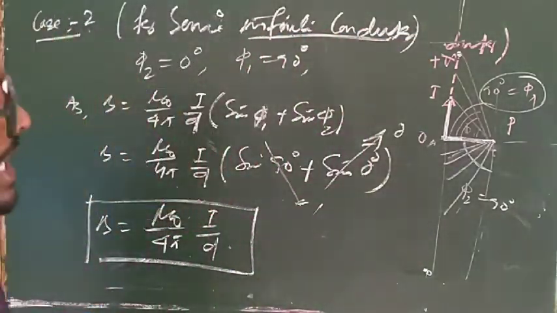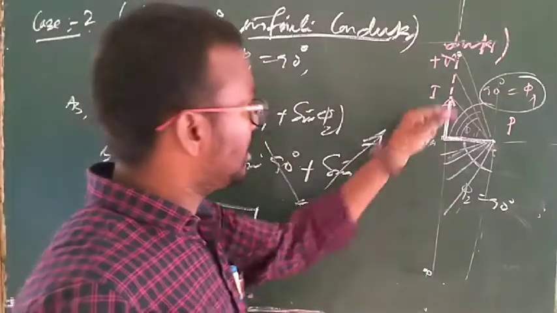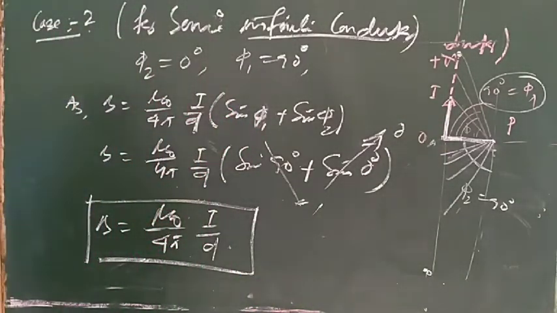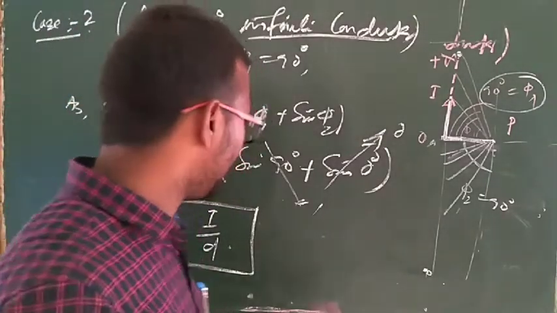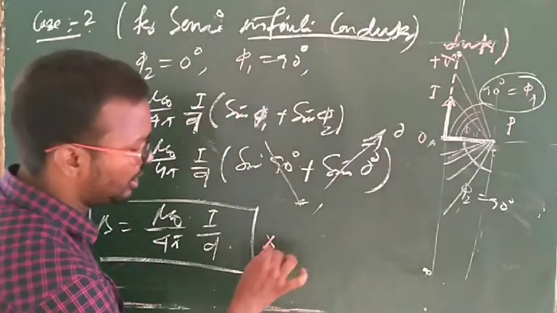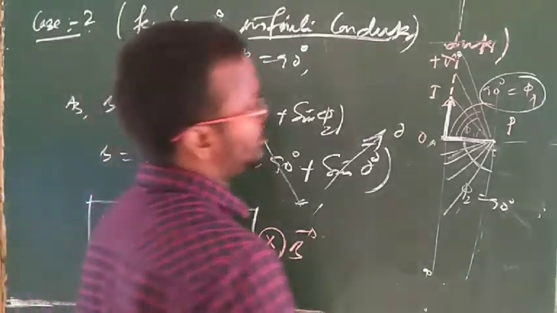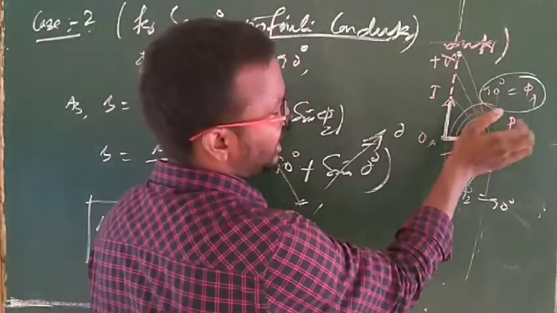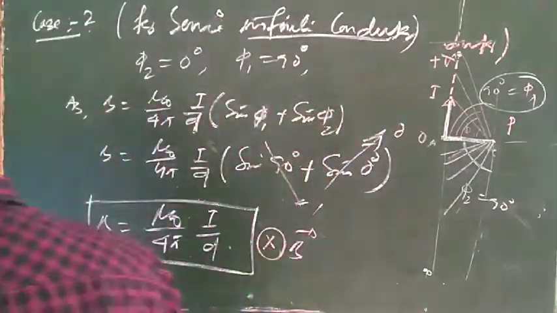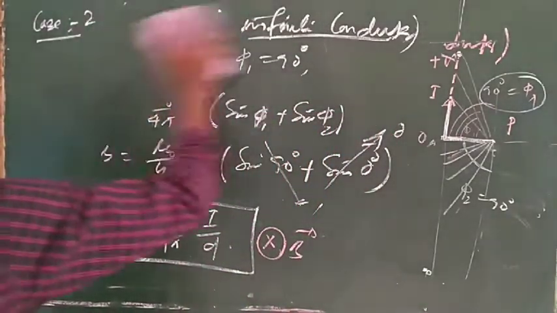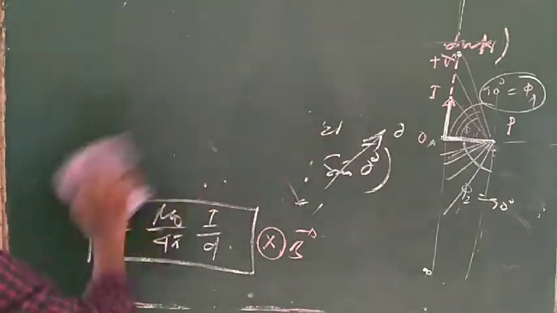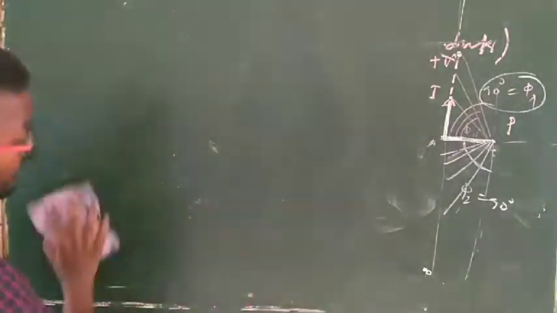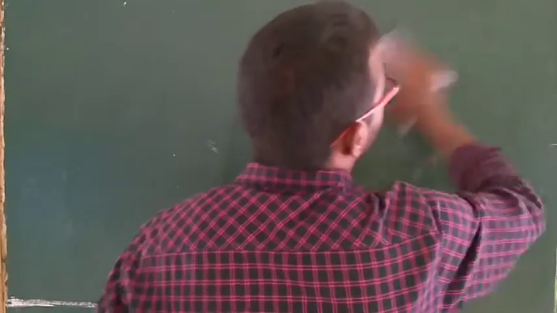Clear? So how to find magnetic field for different situations? Now using this relation we can calculate magnetic field for different situations. And in this case, the direction of magnetic field is inward and perpendicular to this board, because this is the direction of current and this is the direction of magnetic field. Clear? Next case, case 3.